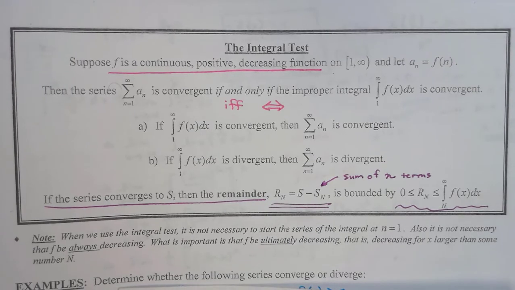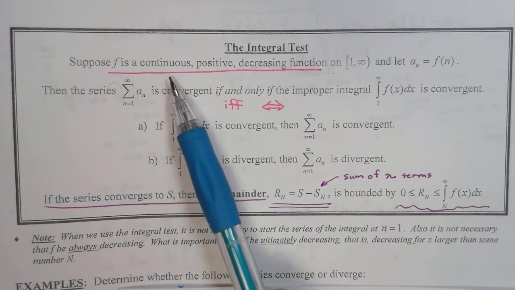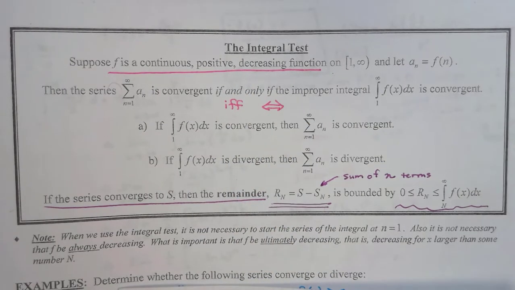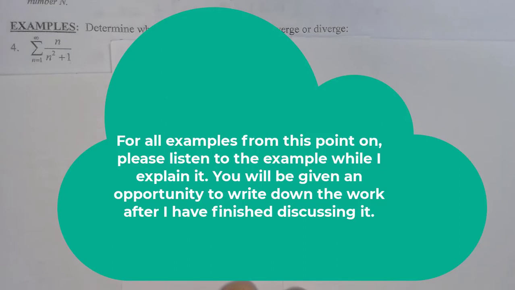So to use this test, we must show that we have a continuous, positive, and decreasing function. That's the first thing. For this example and all of the remaining examples in this video, listen to the explanation and watch the screen while I go through the problem. At the end of each problem, you will be given time to write down everything you see.